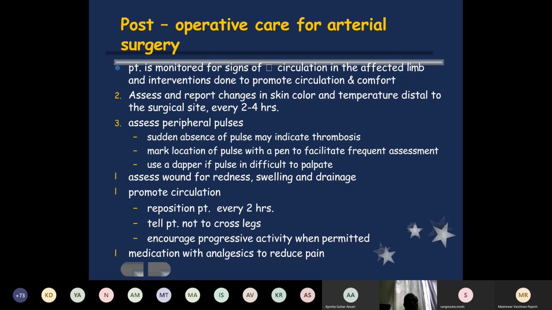Post-operatively, the patient is monitored for signs of circulation in the affected limb and intervention is done to promote the circulation and comfort. Assess and report changes in the skin color and temperature distal to the surgical site every 2 to 4 hours. Assess peripheral pulses. Sudden absence of pulse may indicate thrombosis. Mark location of pulse with a pen to facilitate frequent assessment. Use bedside Doppler if pulse is difficult to find.